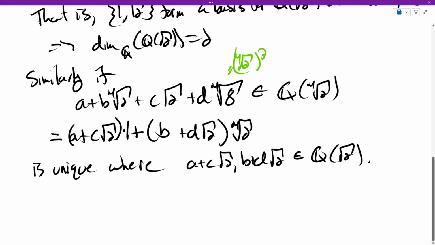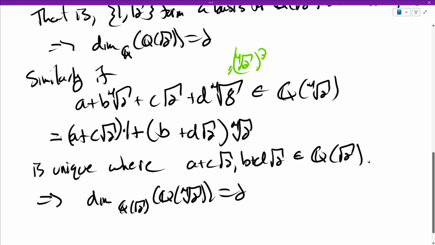All right. So what this is saying then, we know q adjoin root 2 is a field, and what this is saying is q adjoin fourth root of 2 as a vector space over this field has dimension 2. Because we found a basis of size 2, right? So 1, fourth root of 2 is a basis.